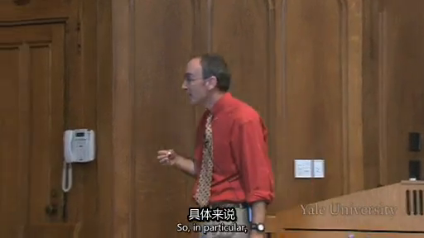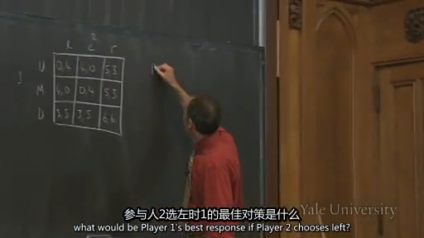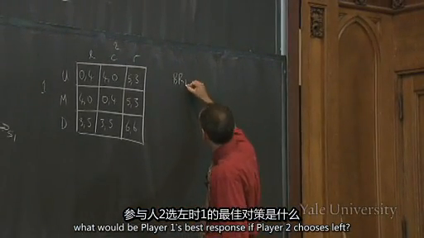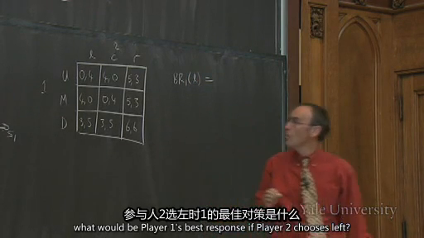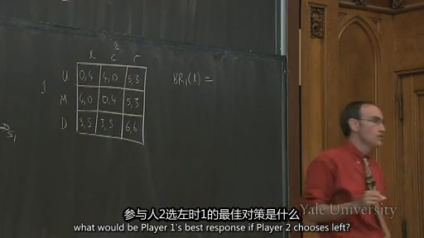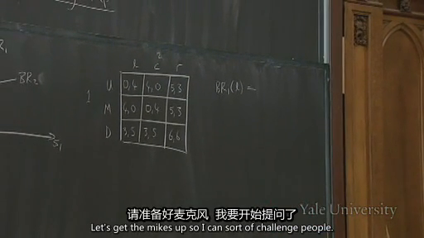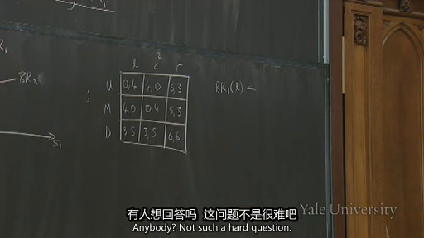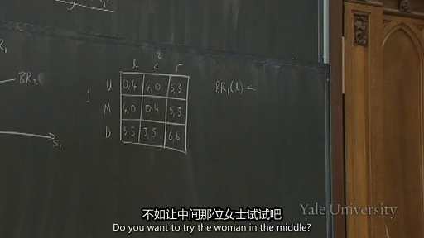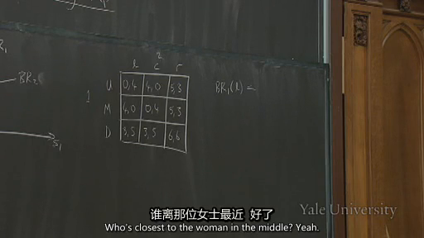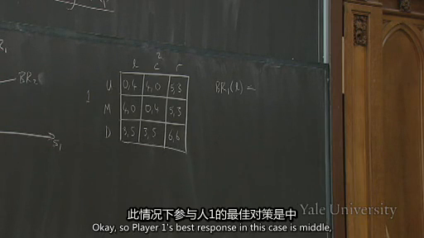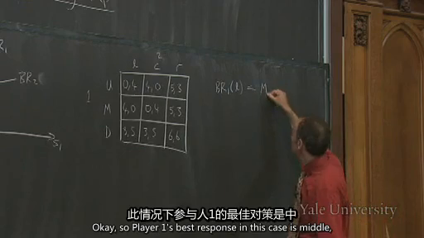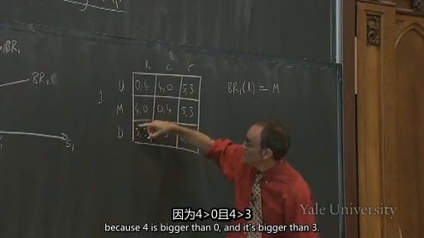So in particular, what would be player 1's best response if player 2 chooses left? Let's get the mics up so I can challenge people. Not such a hard question. Do you want to try, the woman in the middle? Middle, M. Okay, so player 1's best response in this case is middle, because 4 is bigger than 0 and is bigger than 3.